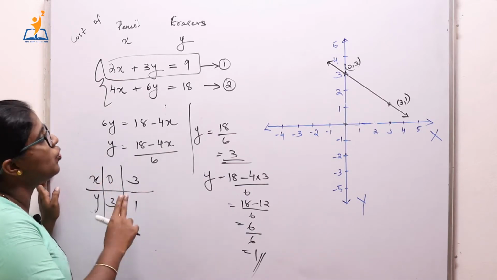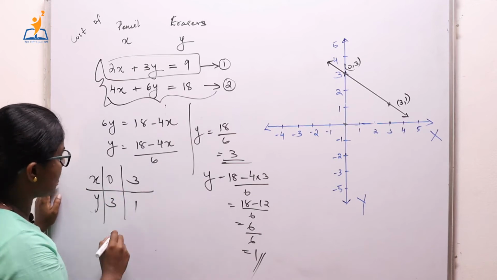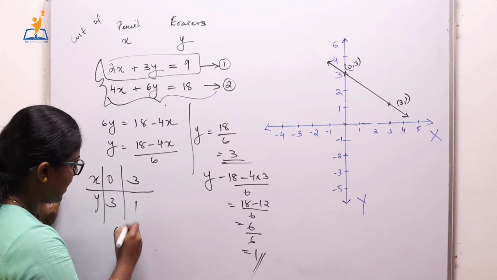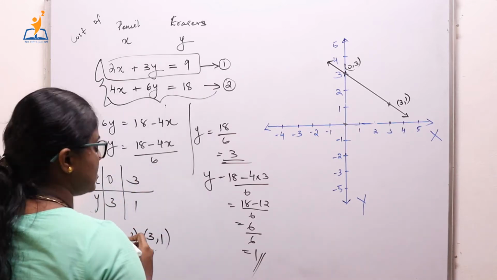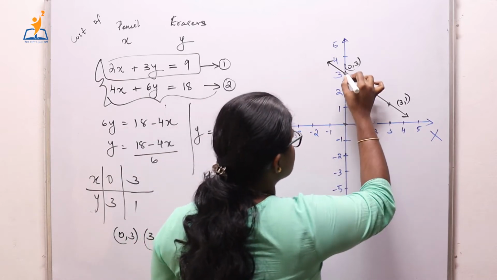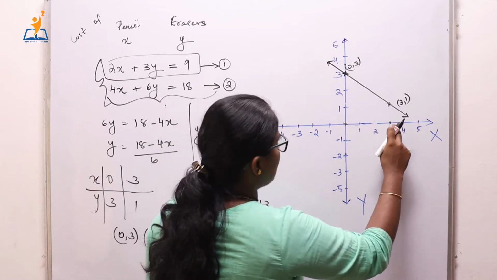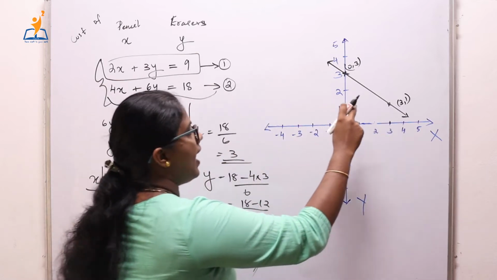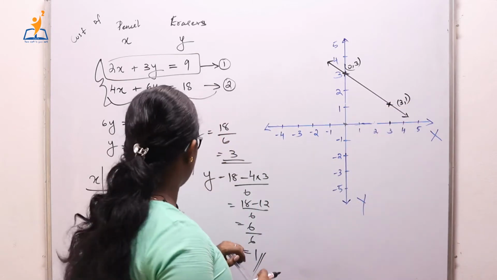So we got 2 points in this equation, and the 2 points are (0, 3) and (3, 1). So we are going to plot (0, 3) and (3, 1) in this graph. (0, 3) is again this point, and for (3, 1), this is 3 and this is 1. So this is the point here.